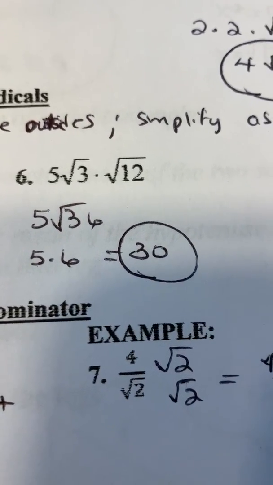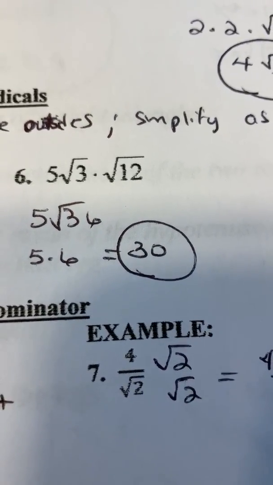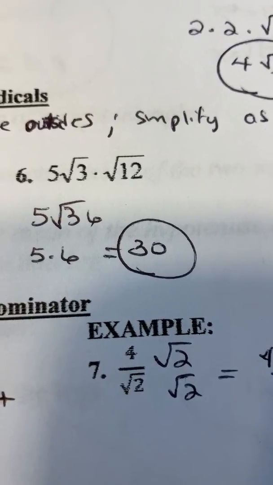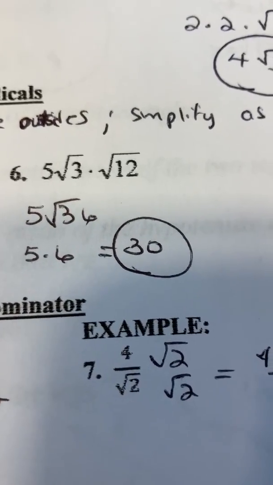So sometimes these questions won't have radicals in the answer. Sometimes they will, sometimes they won't. It just depends on the numbers that they have within them.